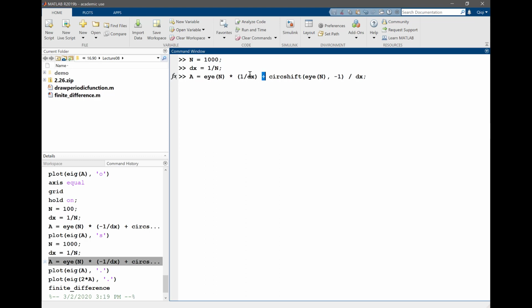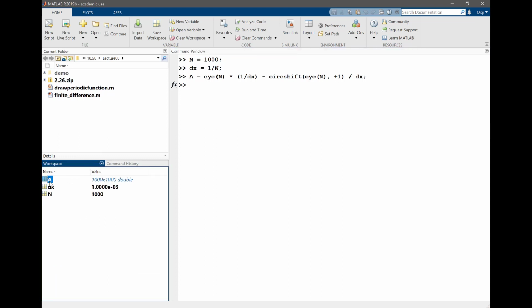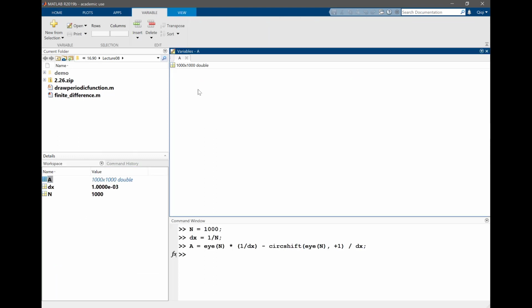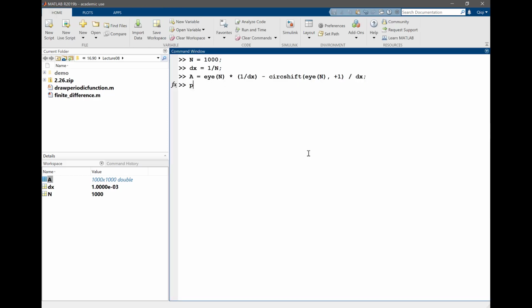Instead of having an upper diagonal, I'm supposed to have a lower diagonal. So instead of shifting by -1, I shift by +1, and instead of plus, I have minus. Right? So now if you look at the workspace, my A is going to have a positive diagonal and a negative subdiagonal, lower side of the diagonal.